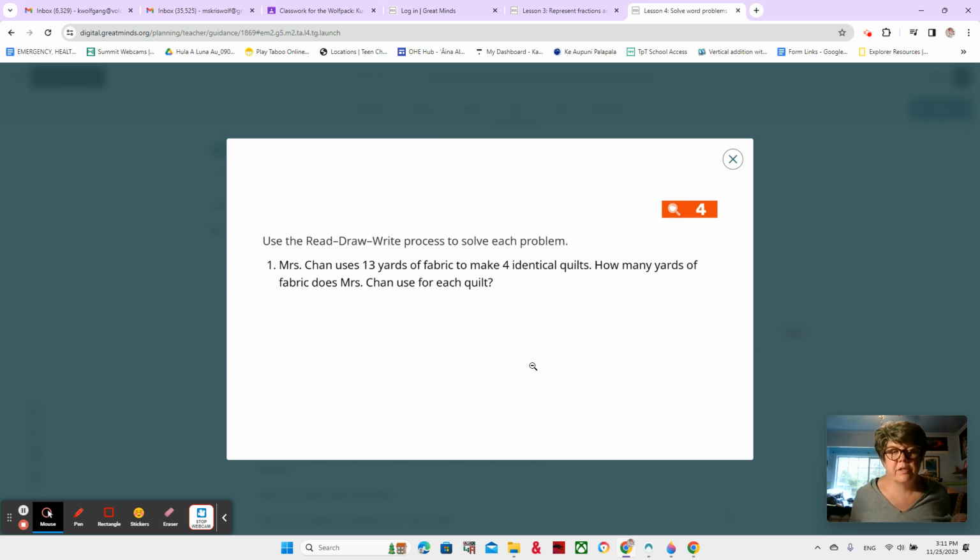Okay, in your book on page 31, it says, Mrs. Chan uses 13 yards of fabric to make 4 identical quilts. How many yards of fabric does Mrs. Chan use for each quilt? So, first thing we need to do, underline and circle. Pay attention, reading carefully, because we're using our read, draw, write process. So, she has 13 yards of fabric, and she makes 4 identical quilts, so they're all the same size. How many yards of fabric does she use for each quilt?